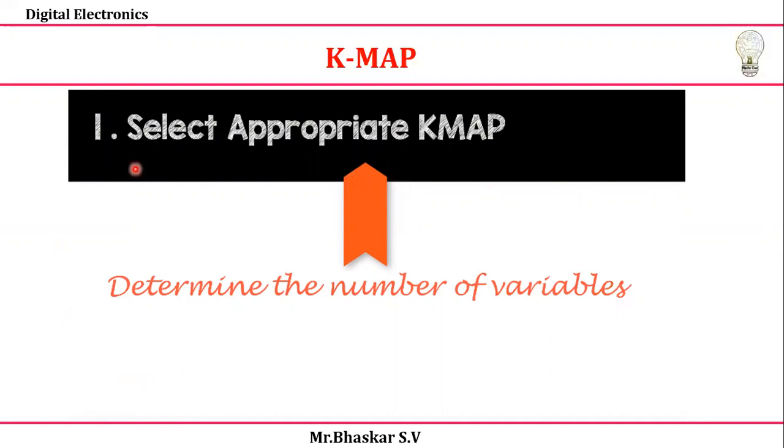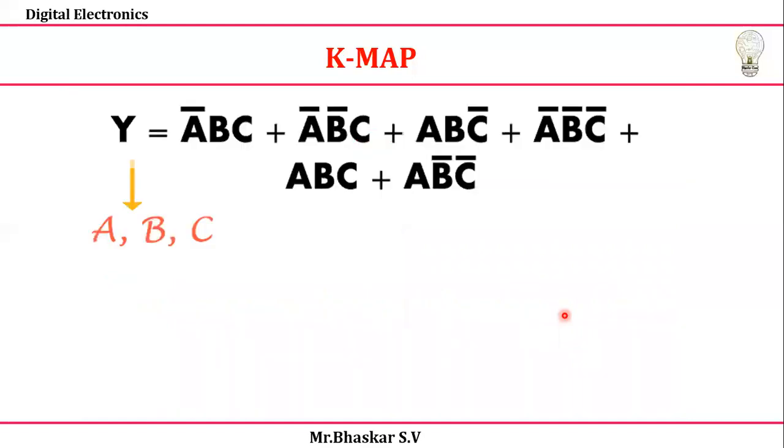The K-map totally depends upon the number of input variables. It will determine how many input variables we are going to take. So let's take this Boolean expression: A bar B C, A bar B bar C, A B C bar, A bar B C bar. This is my Boolean expression.